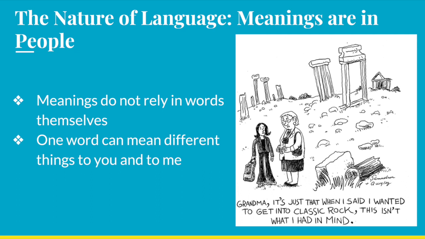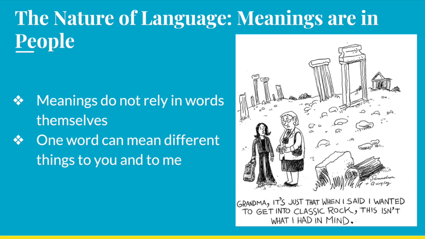The next theme is that meanings are in people, not in words. This means that meaning is not in language itself, but in how we make sense of it. For example, the word feminism can mean very different things to different people. One person could have a very positive connotation of the word, and another could have a very negative one. One word does not have a universal definition, so meanings do not rely on words.